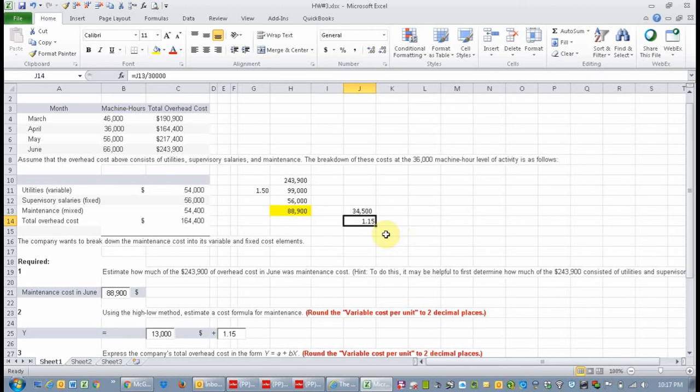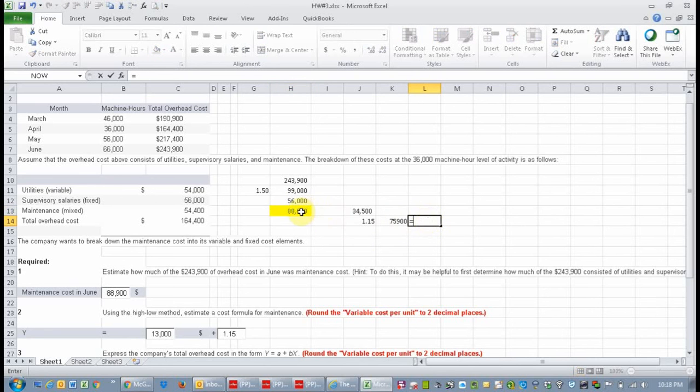So now that we have this rate, now we can figure out what our fixed amount is by using either level, either the highest level or the lowest level. It doesn't really matter, because now we're going to use $1.15, and we'll go ahead and use the June amount, since this is the number that we've been using all along, times the 66,000 hours. That gives us a variable portion of $75,900.